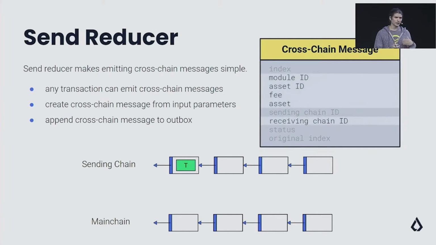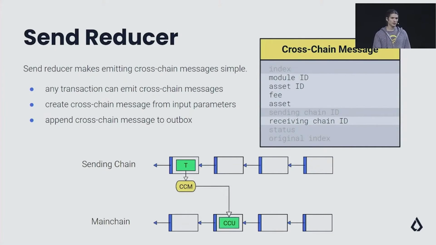And the reducer creates the cross-chain messages from the input parameters. So what I show here highlighted are the properties that the transaction has to pass to the interoperability module to create the message: the module ID and the asset ID, the message fee, the receiving chain ID, and the asset where the custom logic is injected. All other properties like the index, sending chain ID, status, and the original index are automatically filled. And then the send reducer appends the cross-chain message to the outbox.